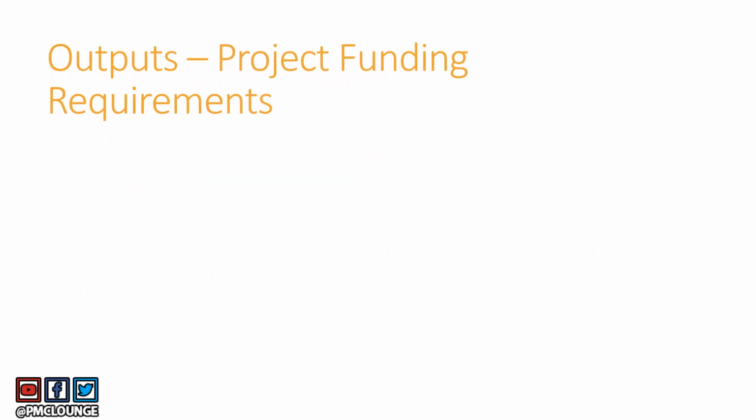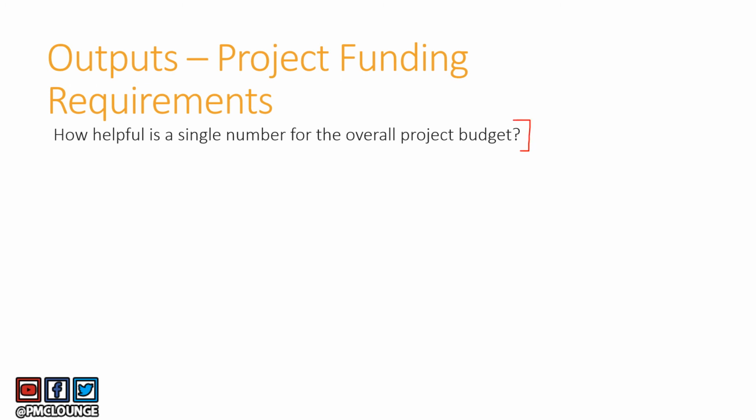The other important output of this process is project funding requirements. Now, how helpful is a single number for the overall project budget? So if somebody came to you and asked, what is the budget of your project? And you say 100,000 US dollars. How helpful is that? If that person who asked this question is the CEO of the company, he might be good with that number. He doesn't really care to know more details.